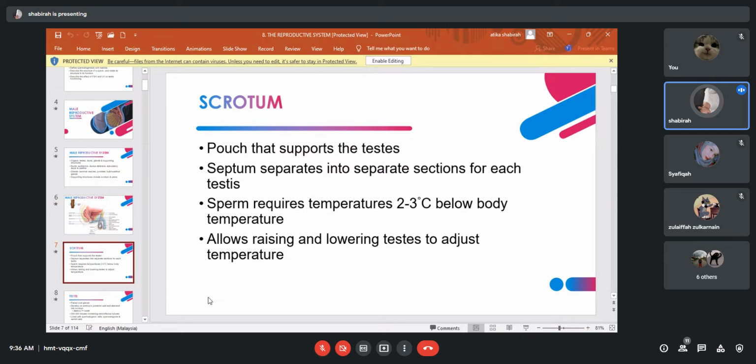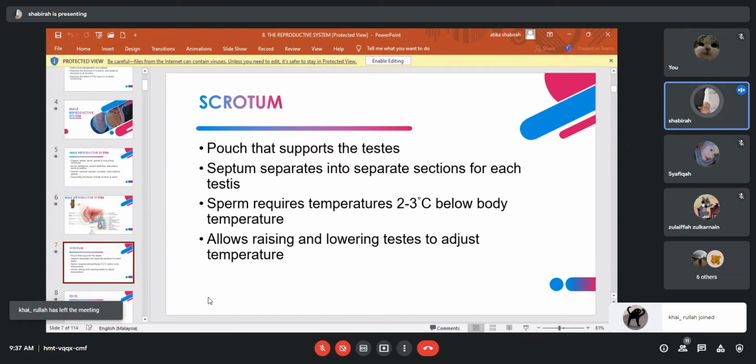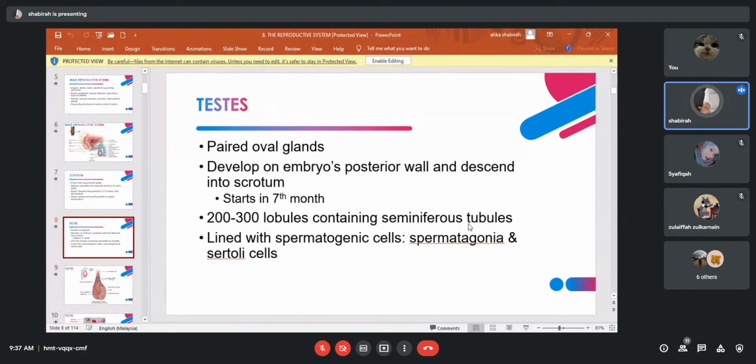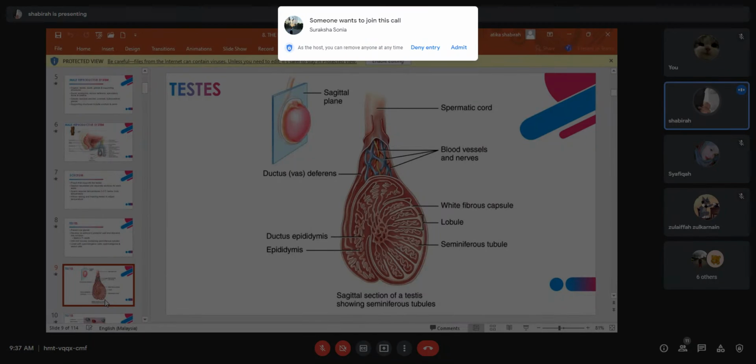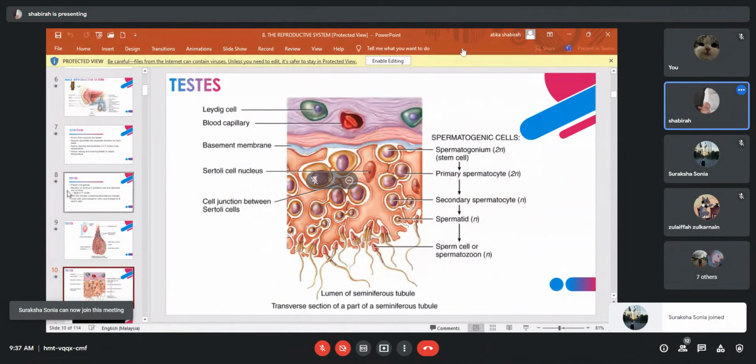Scrotum keep outside due to sperm not developing at body temperature sebab sperm ni require temperature 2 to 3 Celsius below body temperature. Scrotum ni also contain the testicle and epididymis. Second, kita ada testis. Testis ni dia produce sperm and hormone testosterone. So ni bahagian dia lah. So epididymis ni sebenarnya is a tightly coiled tube that stores sperm, and vas deferens ni a thin muscular tube transport sperm from the epididymis to the urethra. So ni bahagian ni lah, testis. Ni lebih detail, boleh tengok lah.